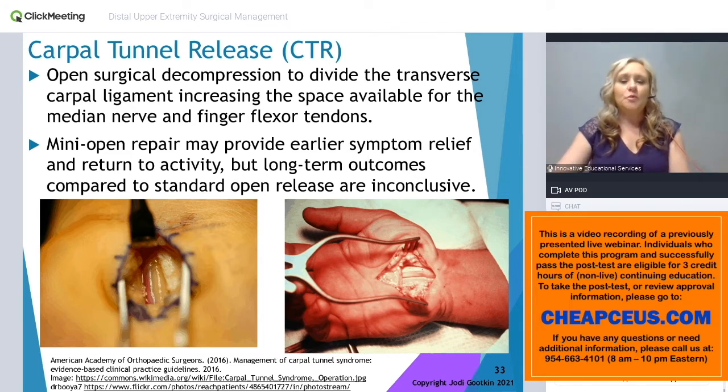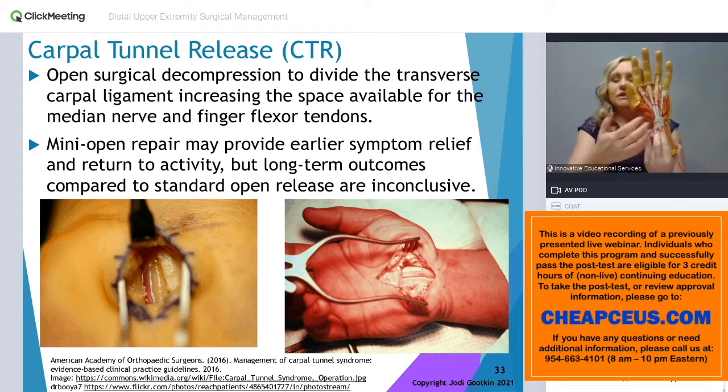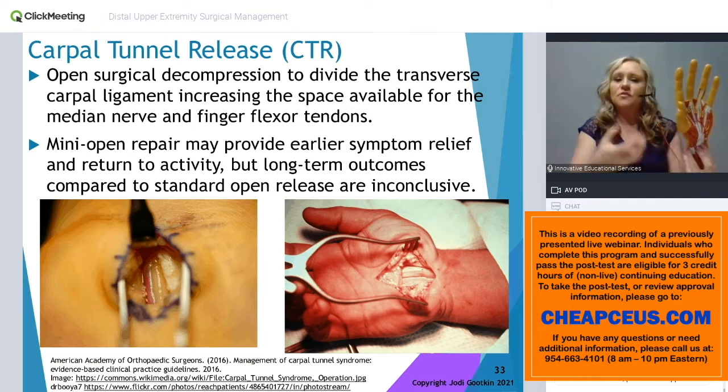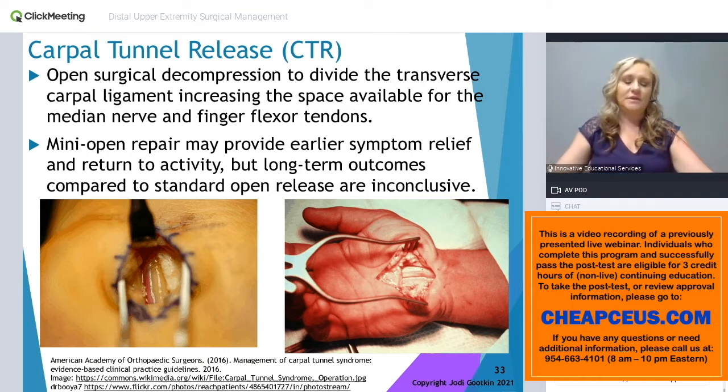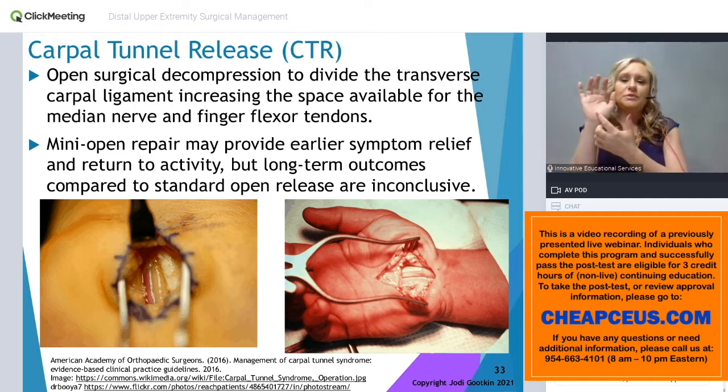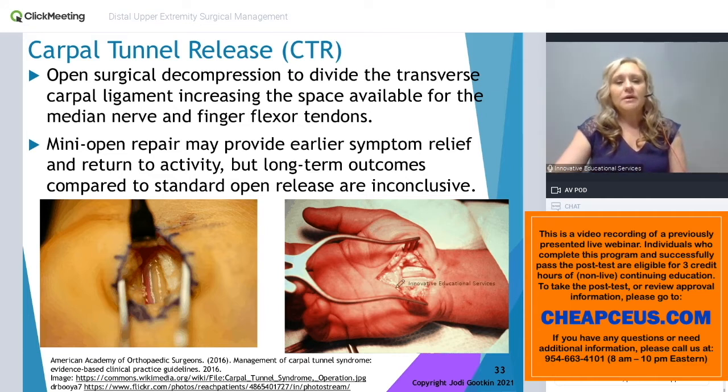The idea with the open procedure is they are trying to release that flexor retinaculum in order to relieve some of the pressure on that nerve because it's an enclosed tunnel that's located there. They'll go in about at the wrist crease in between the thenar and the hypothenar eminence. The mini open repair is another option where you'll see the incision in a similar region, except on the left-hand side here, it's a much shorter incision that is utilized in order to allow access.